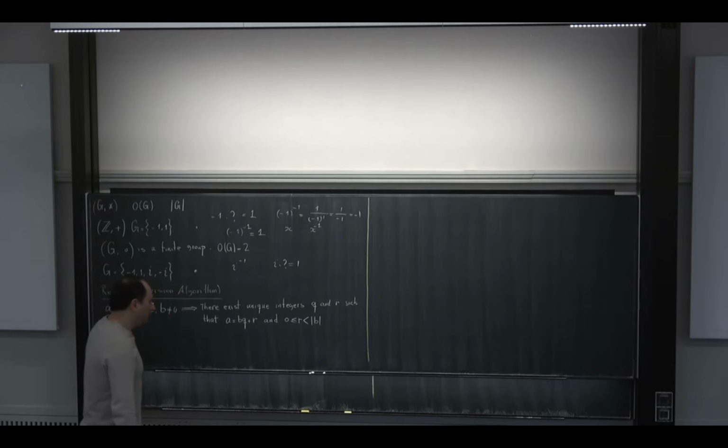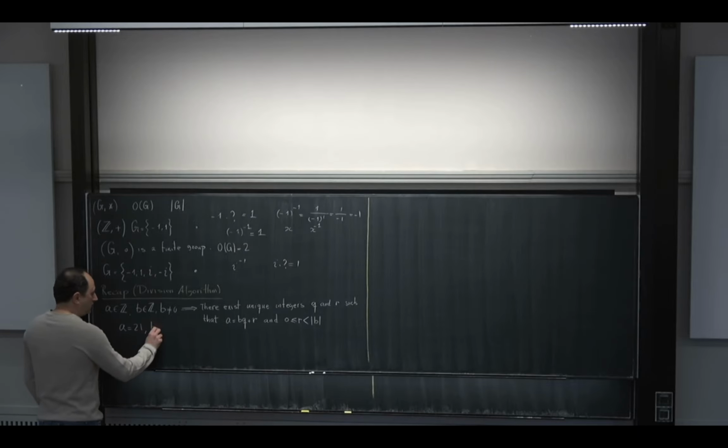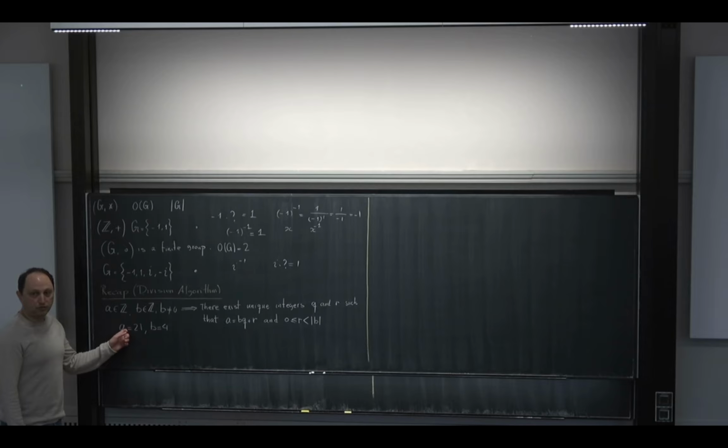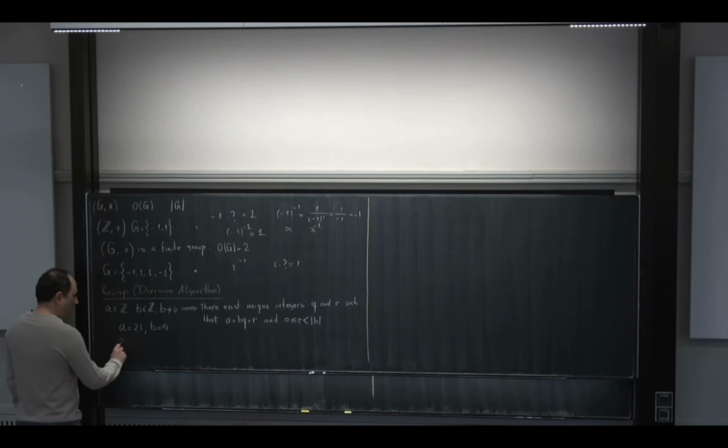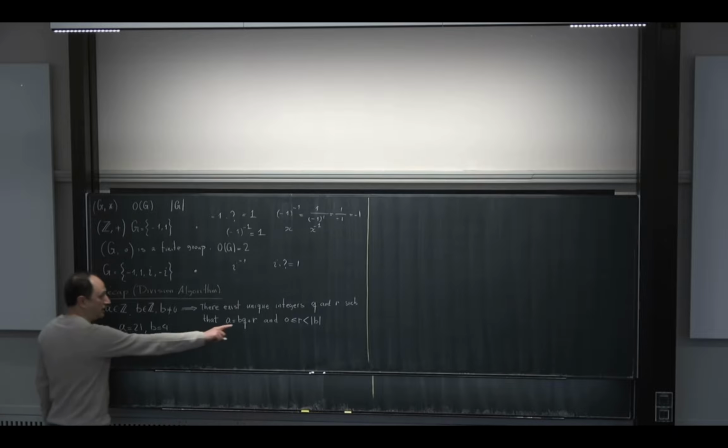For example, if I give you A to be, I don't know, 21, and B to be 4, and if I ask you what is the remainder and the quotient of the division of 21 by 4, what do you say? You can immediately see that 21 is 4 times what? Times 5 plus 1. Is that right? But is this guaranteed that this number is the quotient and this number is the remainder? You have to check this condition.